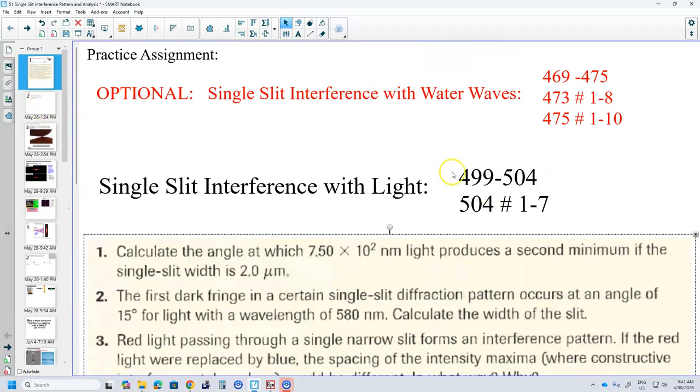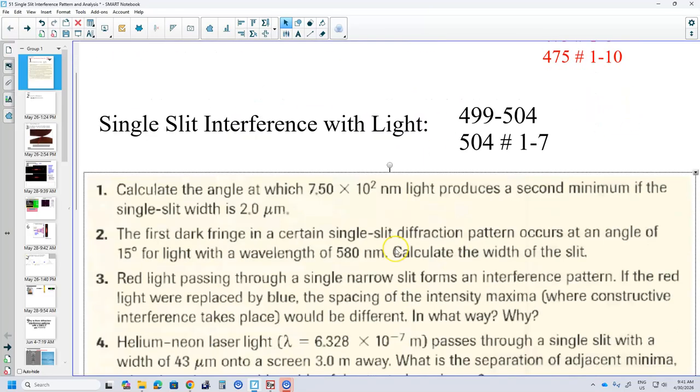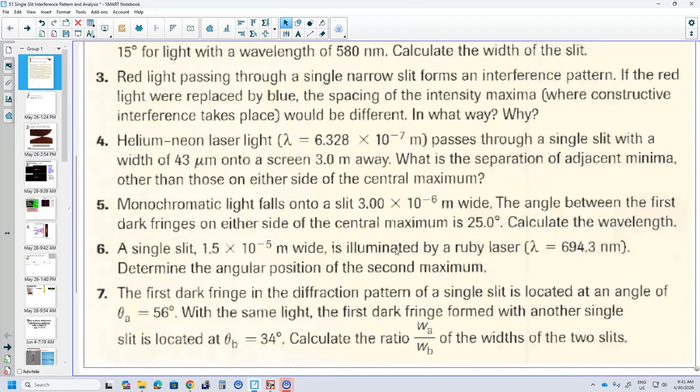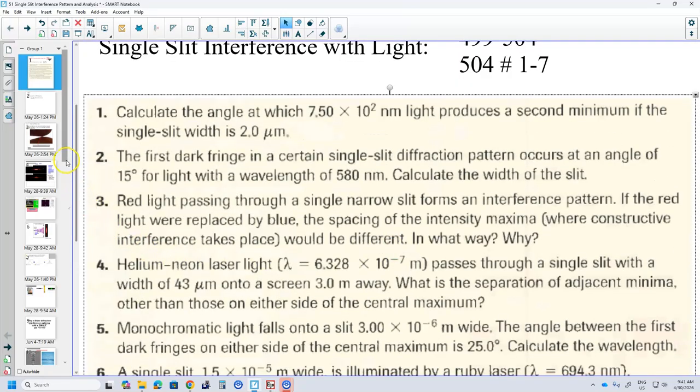And questions. So again, very optional practice of using the equations with water waves, but the main focus, of course, is using the equations for light. There's only 7 this time, so I don't think there's much reason to skip there.